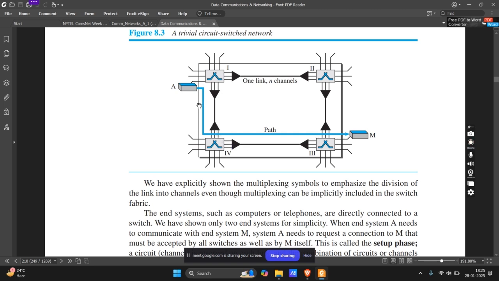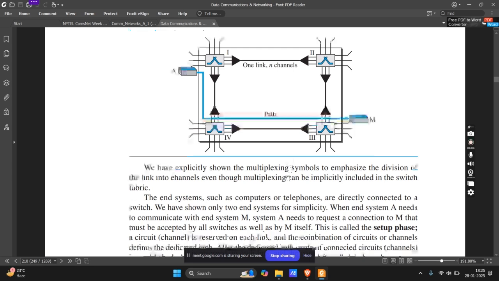Say you are doing frequency division multiplexing. 2 megahertz of bandwidth will be assigned here, and 2 megahertz of bandwidth here also. So you get a clear path from A to M via 1, 4 and 3. Since the links are created and the channels are assigned for this particular pair, the data goes straight away, because 2 megahertz of bandwidth is reserved at each link. First the road is cleared for this packet, and then it is transmitted instantaneously.